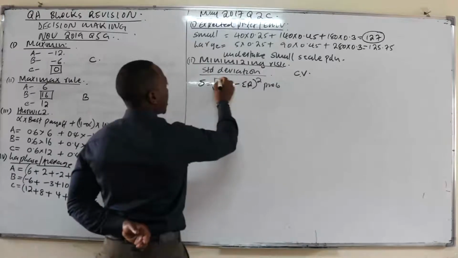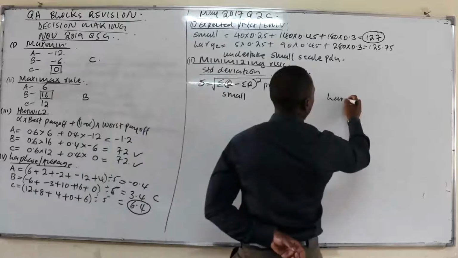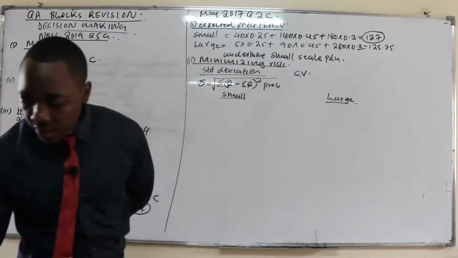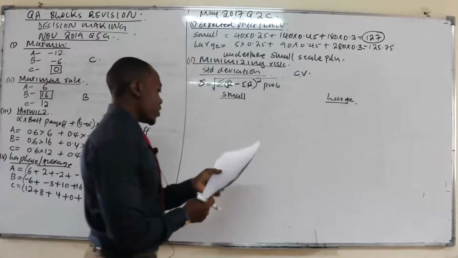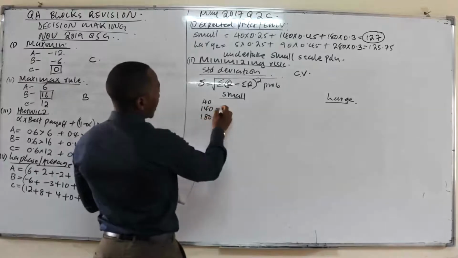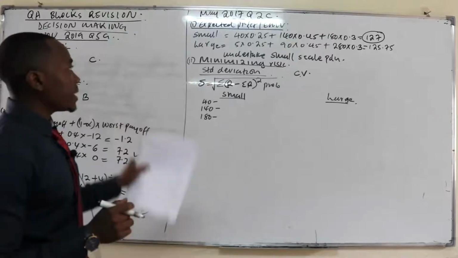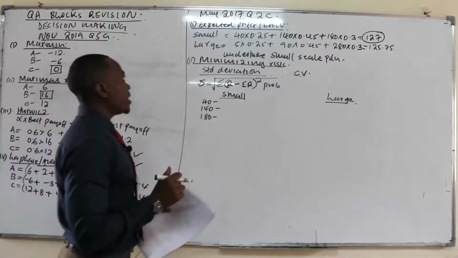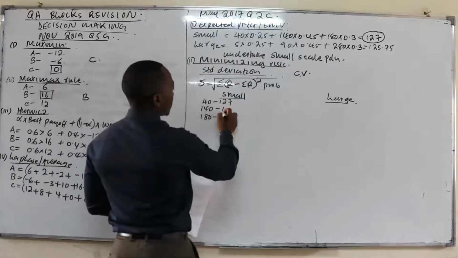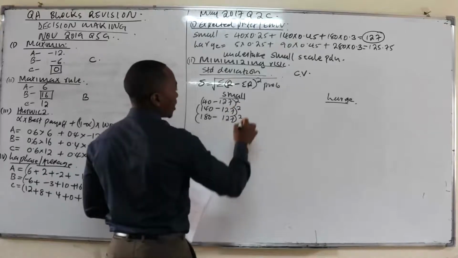So we have the small scale, and we have the large scale, and we have the returns. Return in this case is our profit. If you adopt the small scale, when the demand is low you get 40, when medium you get 140, and when high you can get 180. Then you deduct the expected return, which in this case is the expected monetary value. The EMV for the small scale was 127. You get the deviation, then you square, then multiply by the probability: 0.25, 0.45, and 0.3.